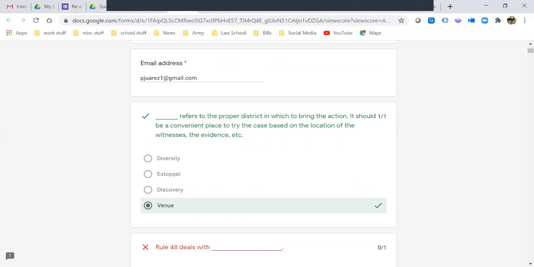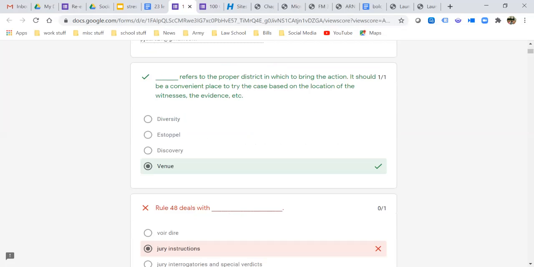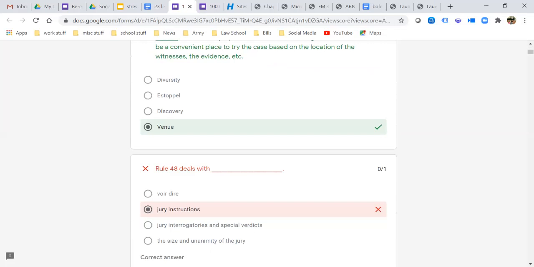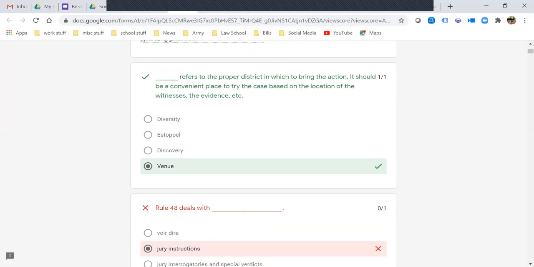And you've got to put in a valid email address, and you can take it as many times as you want, and then it'll prompt you with the right answer if you get it wrong. I won't be able to cover all 100 questions, but I'll try to get through most of it in the next 20 minutes or so.